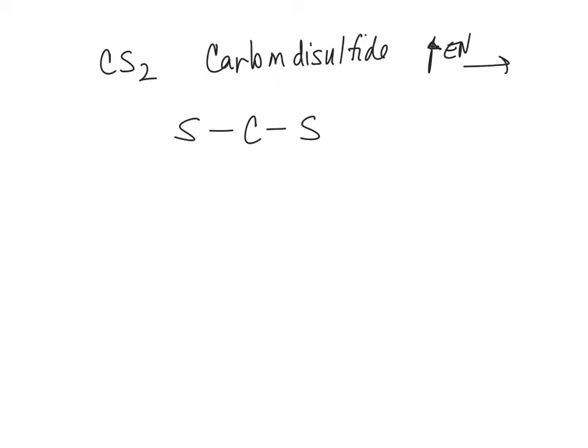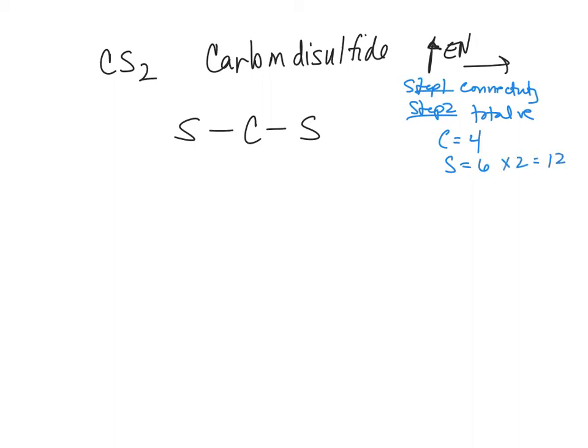Now the second thing, you have to count total valence electrons. So step 1, we did our connectivity. Step 2, total valence electrons. Remember I told you the group number? So carbon's group 4, sulfur is group 6. There are 2 of them, so that's 12. 12 plus 4 is 16. Now, if this had a negative charge, you'd have to add electrons. If it had a positive charge, you would subtract them. Okay, so we have that step 2. We've counted our valence electrons.